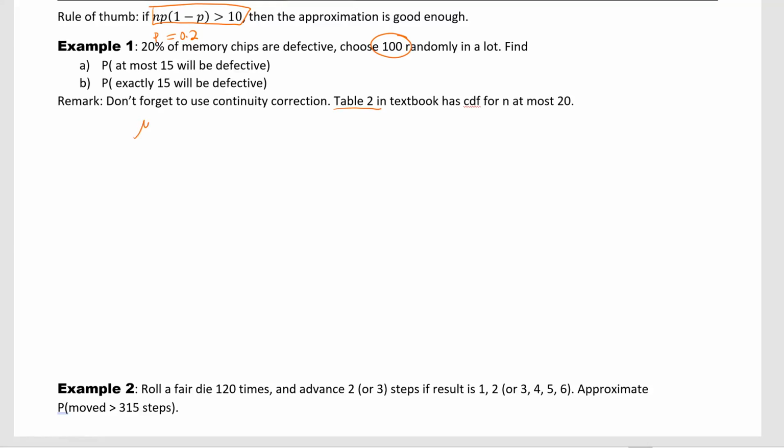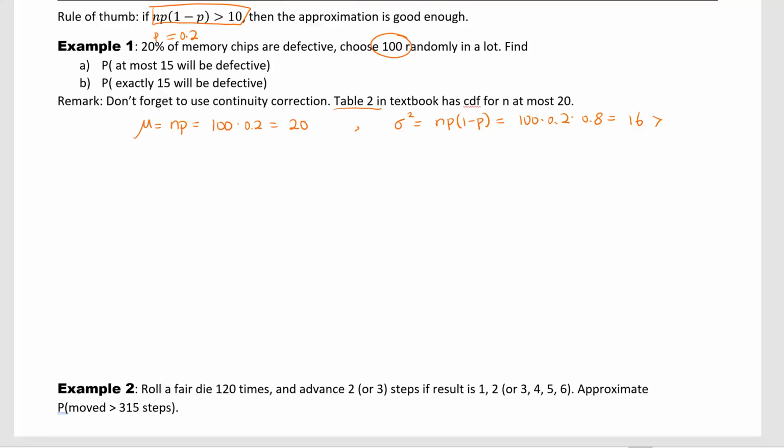So our mu is n times p, which is 100 times 0.2. So 100 times 0.2 is 20, right? And the variance is n times p times 1 minus p. So those are the mean and variance formulas for the binomial distribution. So 100 times 0.2, and 1 minus 0.2 is 0.8. So the answer is 16.